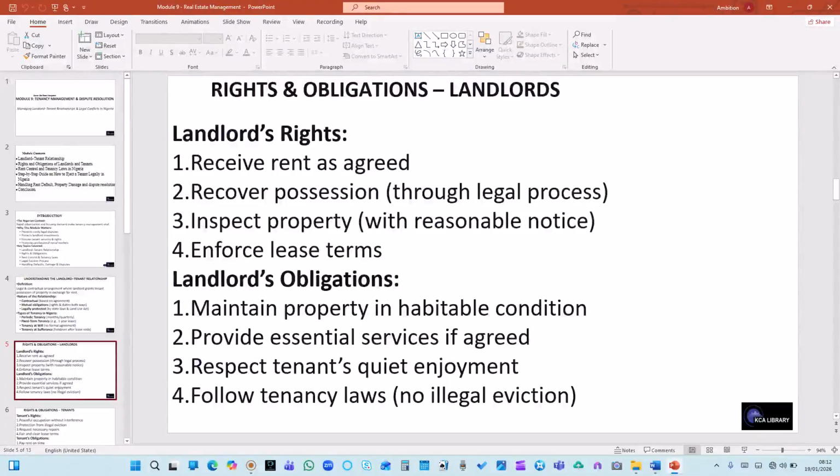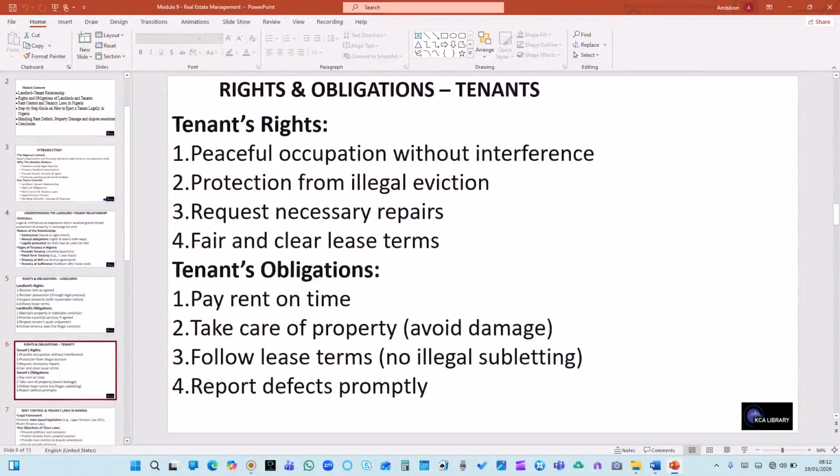Then let us look at landlord's obligations. The landlord's obligations include, one, to maintain the property in habitable conditions. The landlord also has the obligation to provide essential services if agreed, such as electricity, water, and waste disposal. Number three, the obligation of the landlord is to respect tenants' quiet enjoyment. Then number four, the obligation of the landlord is to follow tenancy law, no illegal eviction. So these are some of the rights and obligations of landlords.